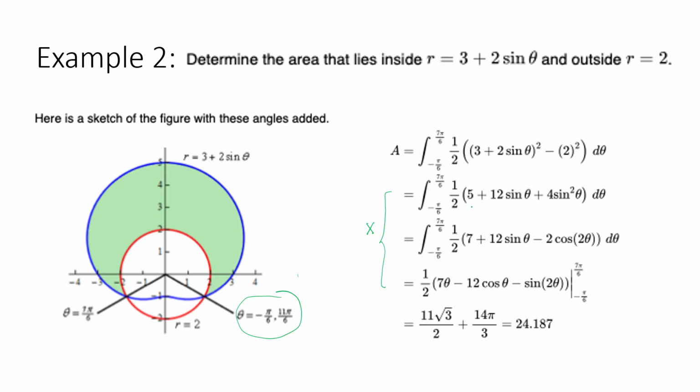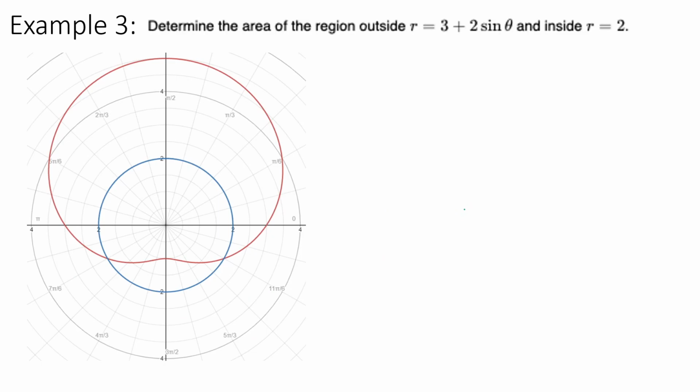Okay, so example number 3. R equals outside the red graph, but inside the blue graph. So outside, so it's here. Outside the red graph, but inside the blue graph. Since we know that our points of intersection are these points, this is the area of interest.